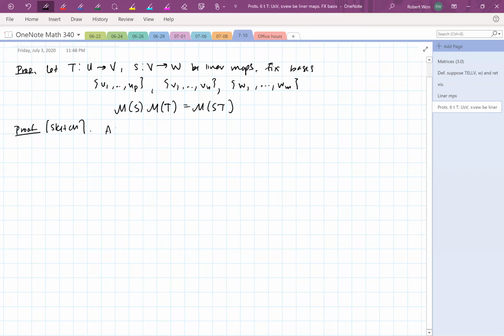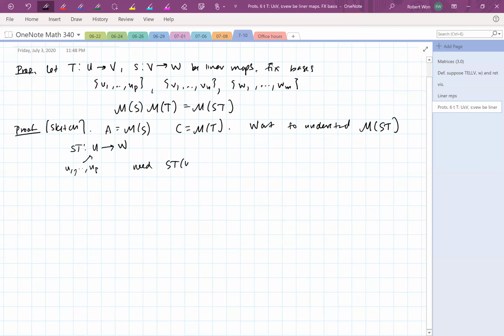So if we let A be the matrix of S and C be the matrix of T, I want to understand the matrix of ST. Okay, well, how do you get the matrix of ST? ST is a map from U to W. You need to take this given basis of U, plug it into ST, and write the result as a linear combination of the w's. So you need to know ST of uk for every k.